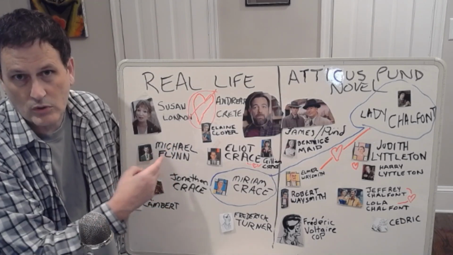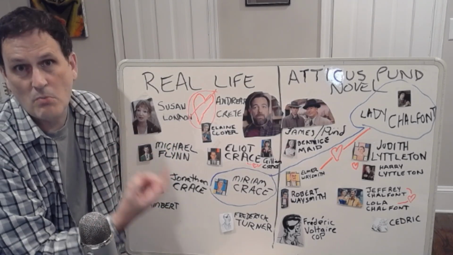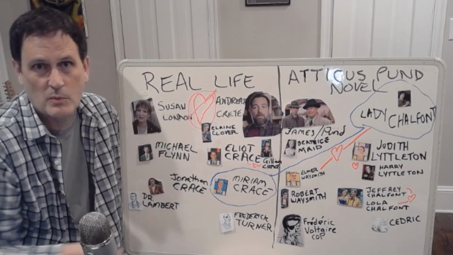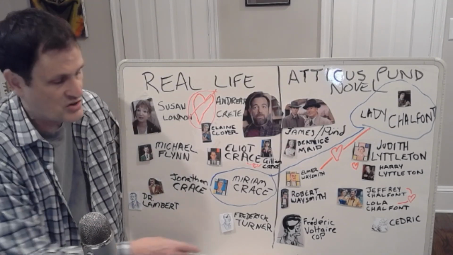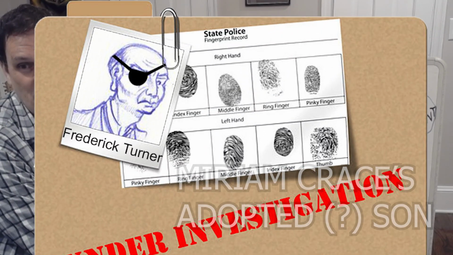So, pages 200 to 300. What happens in the real world? Well, Susan goes to Marble Hall to find out more about Miriam Crace, about her death. There she meets Frederick Turner, the adopted son.